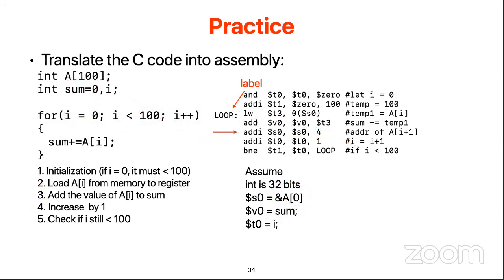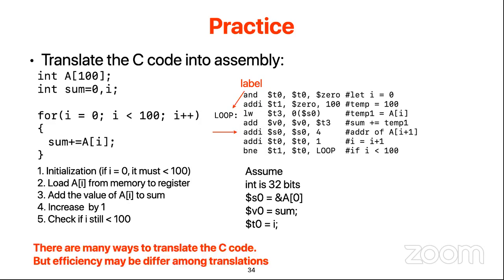All right, so hopefully this example would help you understand how to translate from a high-level language or any kind of language into machine code. And as I said, there are many ways to translate a C code, but efficiency may differ among translations. Some of you mentioned compiler optimization. That's really good because that's why we need good compilers, and that's why we need you guys to take a compiler class to generate highly efficient machine code.